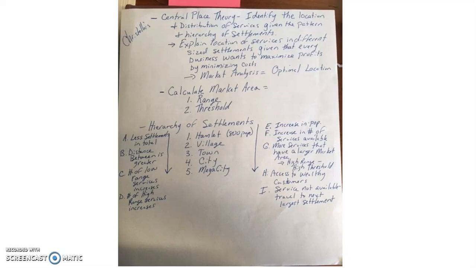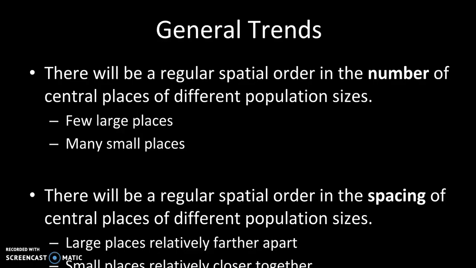So if we can't find what we need here, then we're willing to go to Miami to find those. That's our closest mega city. So when we talk about the general trends, again, there'll be a regular spatial order in the number of central places of different population size. You'll see very few large places, but a lot of small places. So you'll see a lot more hamlets in this country than what you will see mega cities.